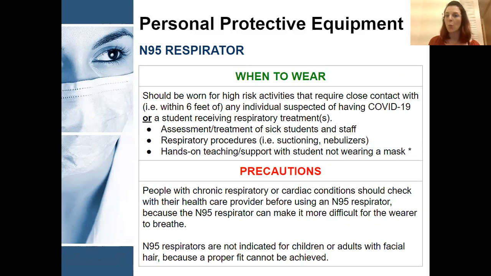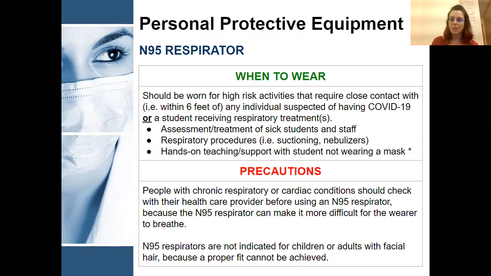So when should you wear one of these? This is a higher level facial mask that should be worn for high-risk activities that require close contact. That's within 6 feet of any individual suspected of having COVID-19 or a student receiving respiratory treatments. So any assessment or treatment of sick students and staff, any respiratory procedures such as suctioning or nebulizers, as well as any hands-on teaching and support of a student not wearing a mask.